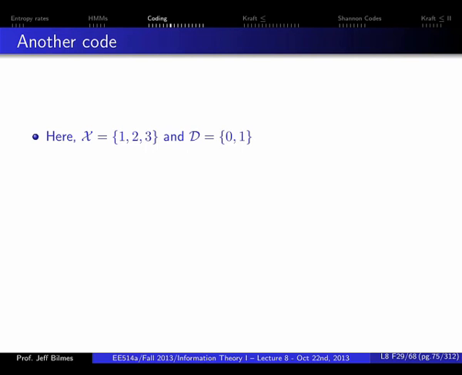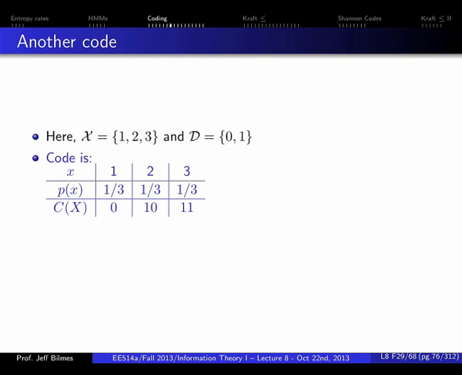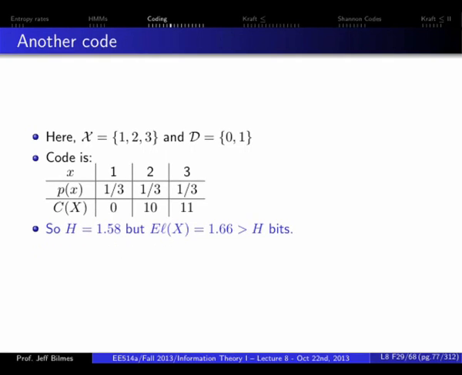So let's say that X is 1, 2, 3 again, and we're using a binary code word. So here's our code. The source symbols are 1, 2, 3. The probabilities are 1/3, 1/3, and 1/3. And the code words are 0, 10, and 11. So in this case, the expected length is 1.66, and the entropy is 1.58, and we're greater than the entropy. So that seems okay. It's not optimal, obviously, but it doesn't look too bad.